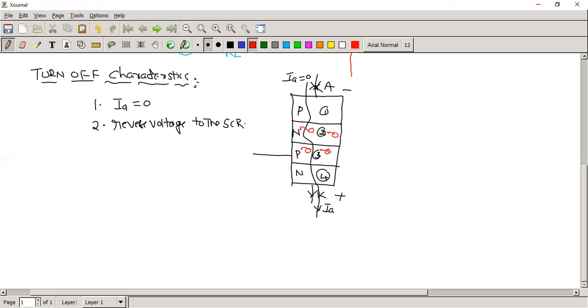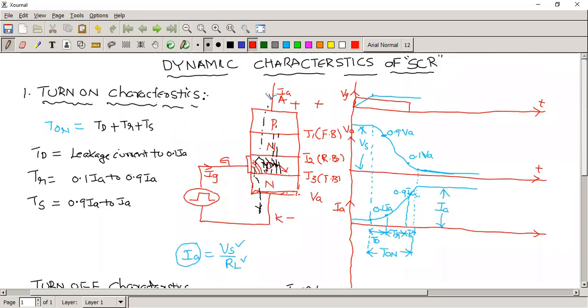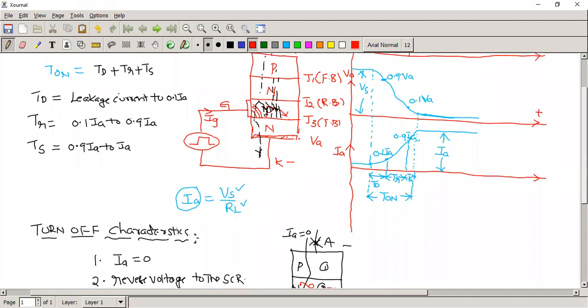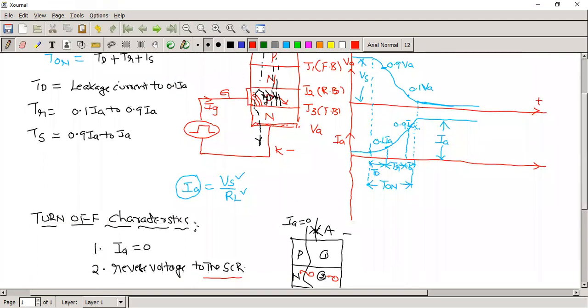So to turn off the SCR, first we have to make the anode current zero. Next we have to apply the reverse voltage to the SCR to regain the blocking capability. Now the same thing we are showing in the waveform. See, up to this instant, the SCR is in the on state. Here is the on state, so a high amount of current is passing through the SCR.